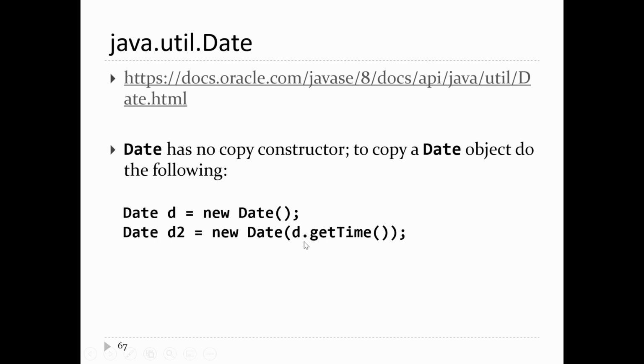So again, it's a strange class. But you can actually get the integer value corresponding to the time, and then you can create a Date object using that integer value. So that's how you make a copy of the Date object. Date also has methods like setTime and getTime, where you can pass in an integer value and change the time.